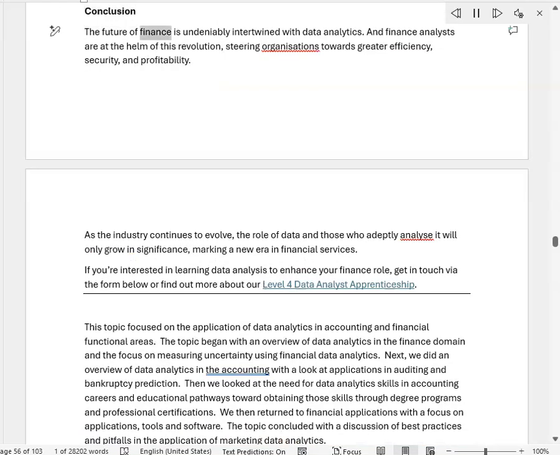The future of finance is undeniably intertwined with data analytics. And finance analysts are at the helm of this revolution, steering organizations towards greater efficiency, security, and profitability. As the industry continues to evolve, the role of data and those who adeptly analyze it will only grow in significance, marking a new era in financial services.